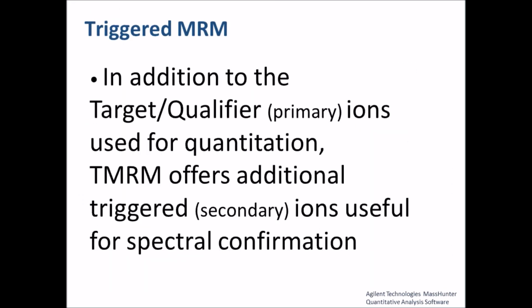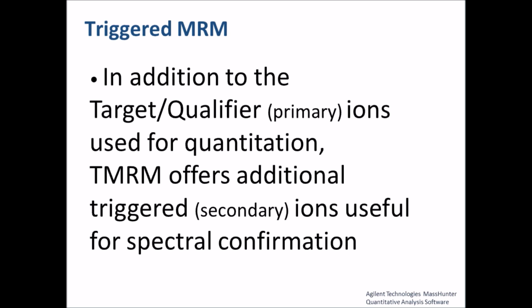The advantage is that in addition to the target and qualifier, which I'll call primary ions, which are used for quantitation, in the case of TMRM acquisition, if the intensity of the primary ions exceeds some threshold, there will be an acquisition of additional transitions, I'll call triggered or secondary transitions, and those ion transitions are useful in spectral confirmation.